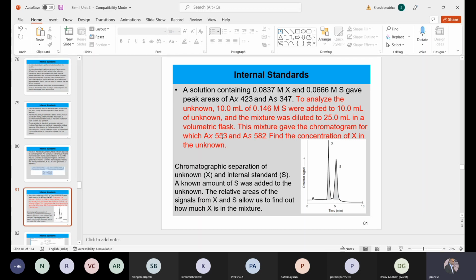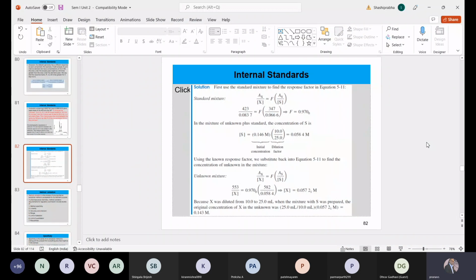हमको एरिया तो पता चल जाएगा एक्सपेरिमेंटली, लेकिन कॉन्सेंट्रेशन निकालने के लिए हमें फॉर्मूला का यूज करना पड़ेगा. अब देखो, this is the problem, this is what we do. फर्स्ट हमको रिस्पॉन्स फैक्टर निकालना है कि दोनों के रिस्पॉन्स देने, सिग्नल देने में क्या फर्क है. तो देखो पहला वाला क्या था, this was the thing.